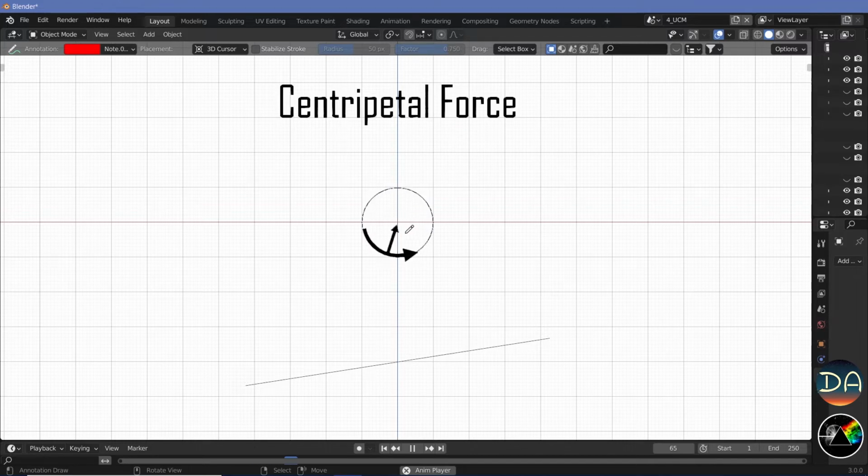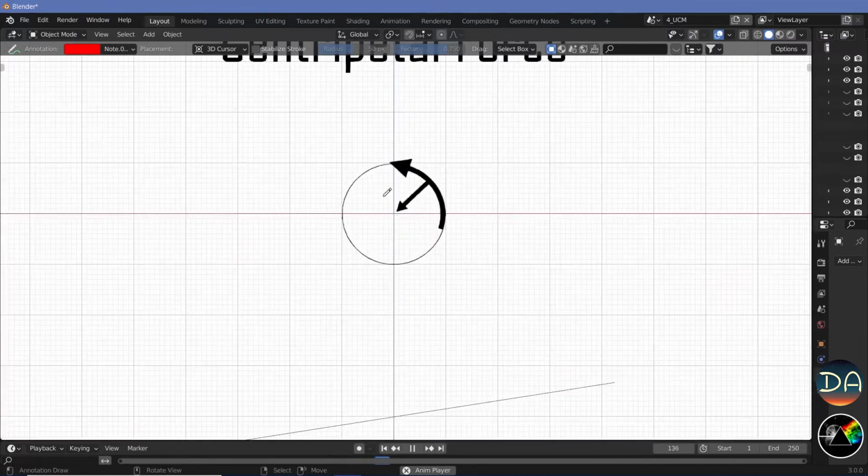So if we take a look at it, it would look something like this. If there was a boy standing over here and he's whirling maybe a ball with a string, this black arrow pointing towards the center would be the tension in the string that's causing the ball to continuously change directions and actually move towards the center, and that is called centripetal force.